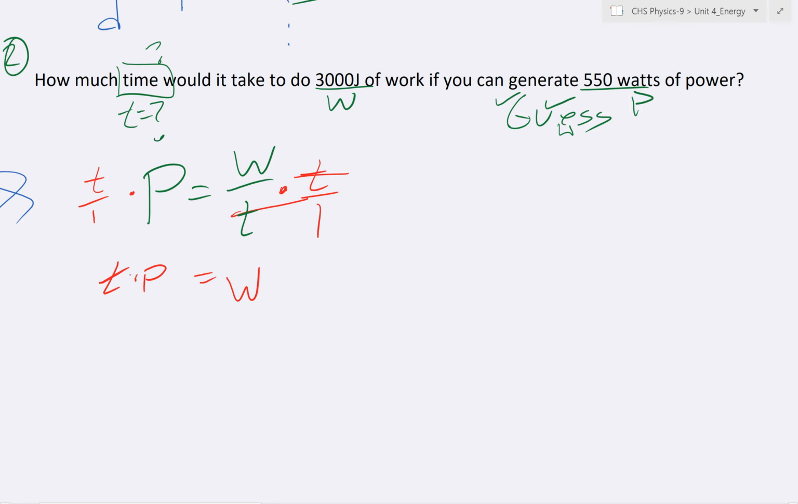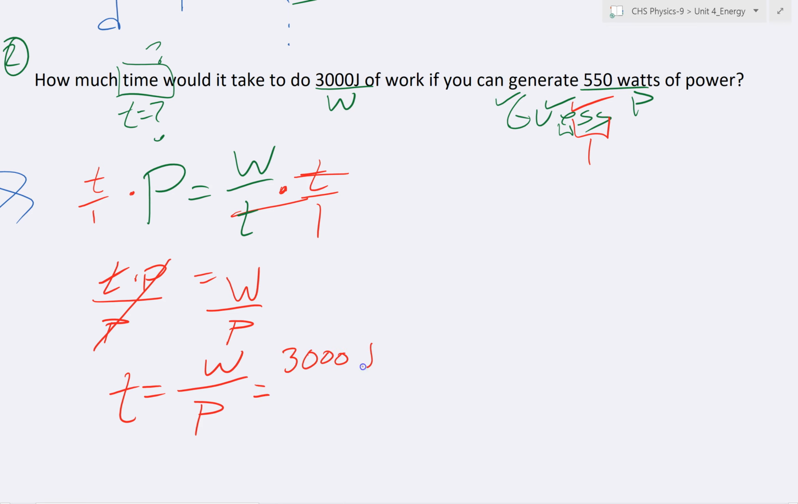Now, this does not say T equals yet, so then we have to do that next step, which is divide by power. And the P's go away, and I'm left with T equals work, or time equals work divided by power. Look at that, we got our equation. Now we just have to do these two steps, substitute and solve. So I'm going to go ahead and substitute. Okay, and so that's what I got.